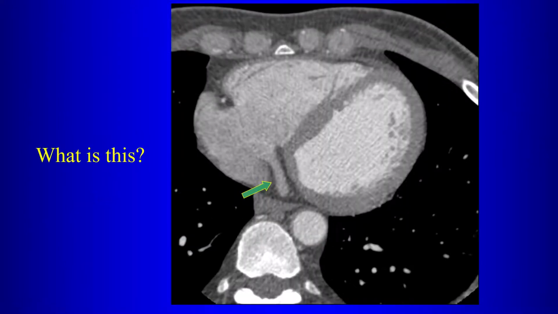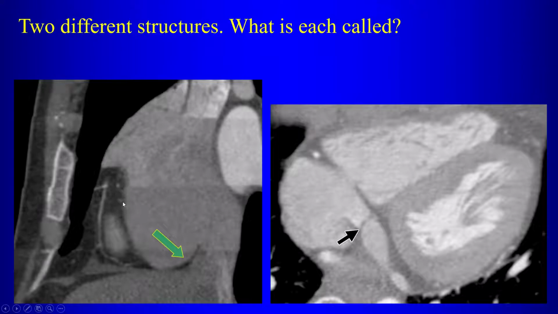Now here we have another CT image, and I'm asking you, what is this tubular structure that is found here along the inferior margin of the heart? And that, of course, is the coronary sinus that receives the coronary veins and that drains into the right atrium. On this particular image, this is the right atrium, here's the right ventricle, here's the left ventricle, here's the interventricular septum, and here running in the right atrioventricular groove, that of course is the right coronary artery.